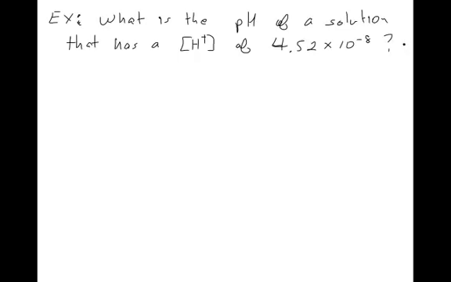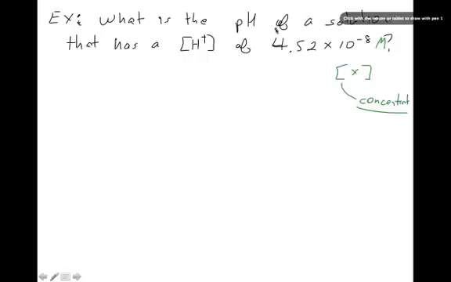Okay, so here's an example. What is the pH of a solution that has a hydrogen ion concentration of 4.52 times 10 to the negative 8? Whenever you see some chemical inside of brackets in chemistry, whatever chemical X may be, in this case the hydrogen ions, those brackets mean concentration. Now we measure concentration in molarity, and I probably should have put molarity here, but that's okay. So what is the pH of this solution?